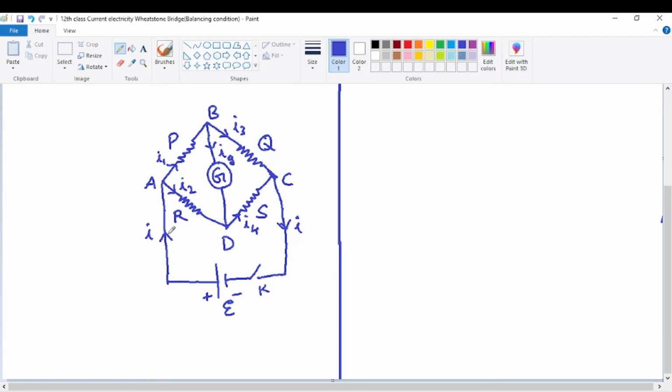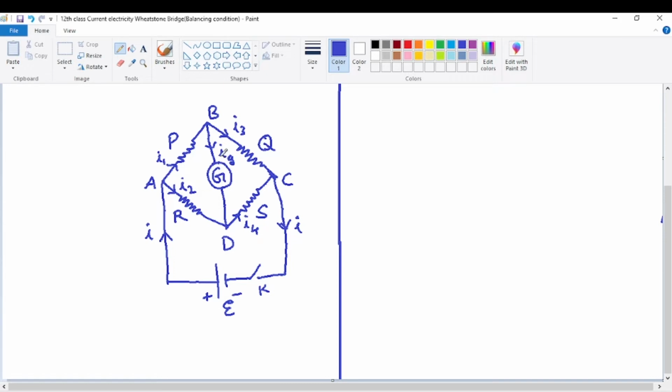I is actually not considered in the derivation at all. Only the resistances are important here in the balancing condition. Already I said four resistances are there. Related to these four resistances, which are the currents? I1, I2, I3, I4. Along with the four resistances, one more resistance is there, the galvanometer resistance, denoted as capital G. That current also is important.